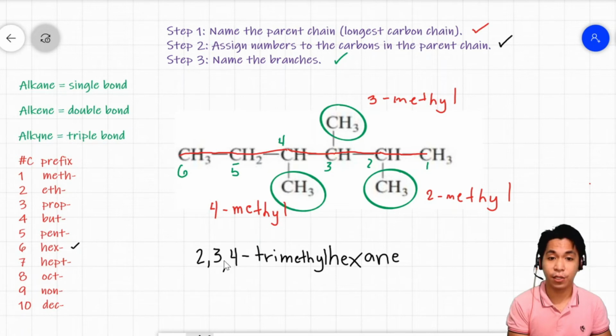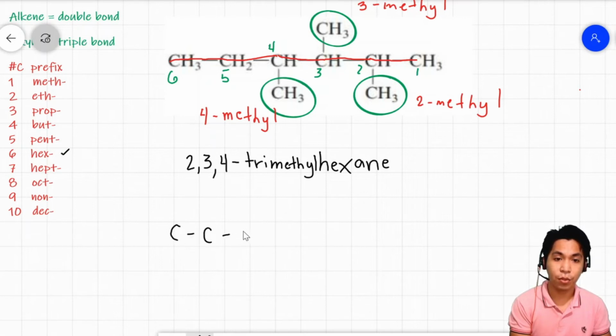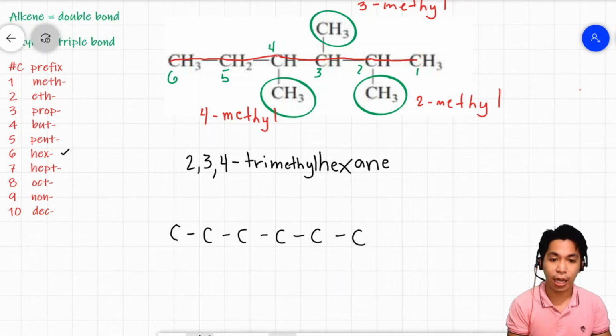Now, how do we check if our answer is correct? We can actually do the reverse process, which is like this. We start backward. So first draw a hexane. That means 6 carbon atoms, single bonded. Number the carbon atoms: 1, 2, 3, 4, 5, and 6. So we are done with the hexane.